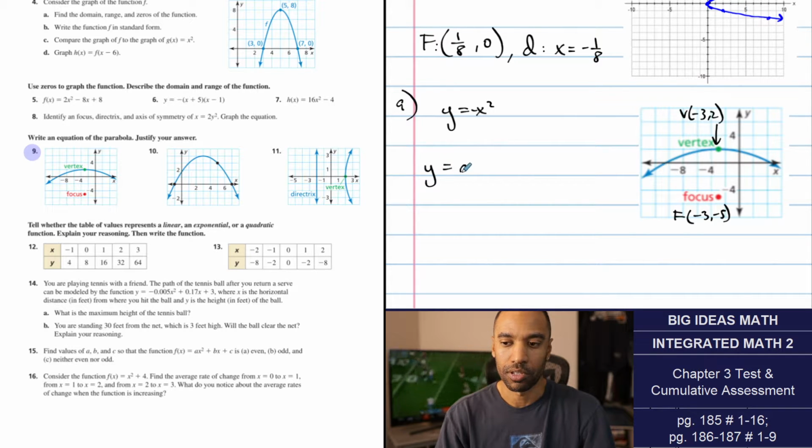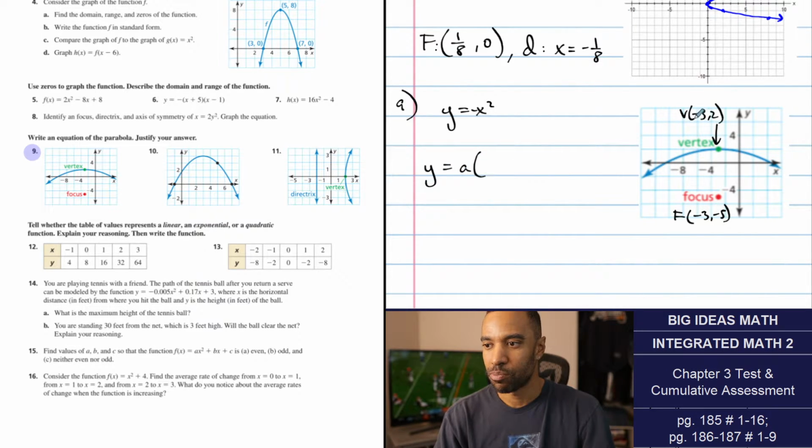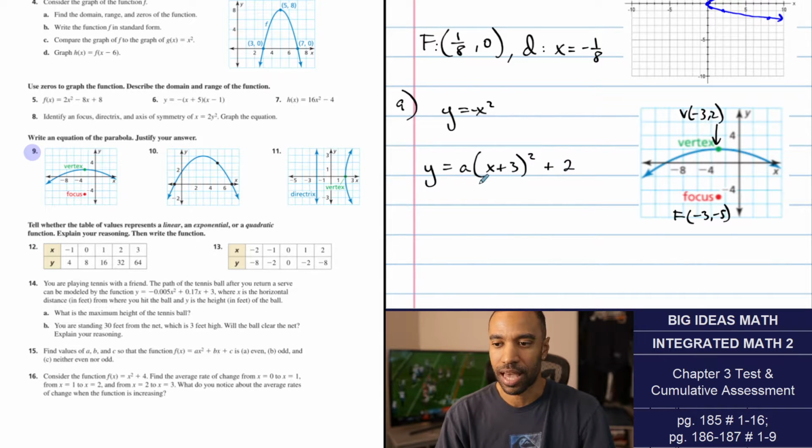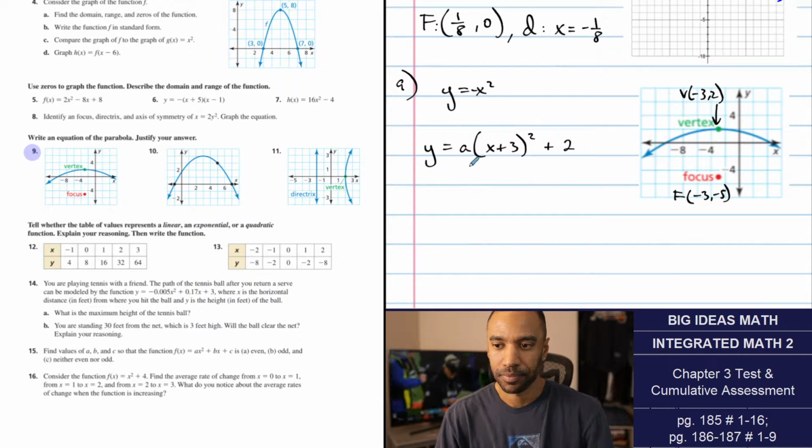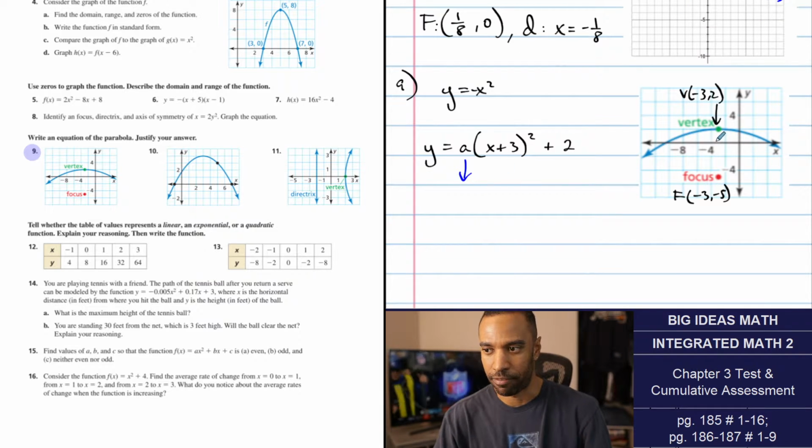We know it's y equals a times x minus h, so x plus 3, quantity squared, plus k. The a value is found based on finding p. Now, a will be negative if you forget this part, but this distance here is p. It's the distance from your vertex to your focus, and it's going to be negative since it goes downward.